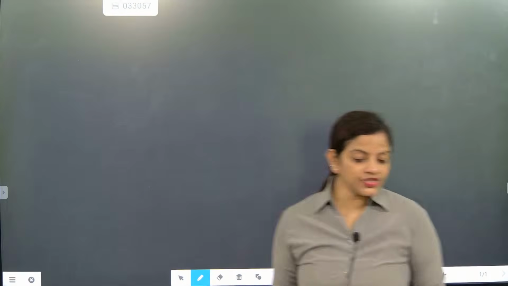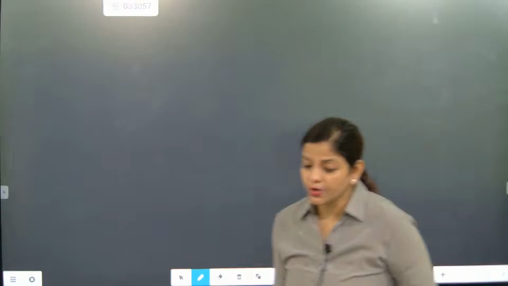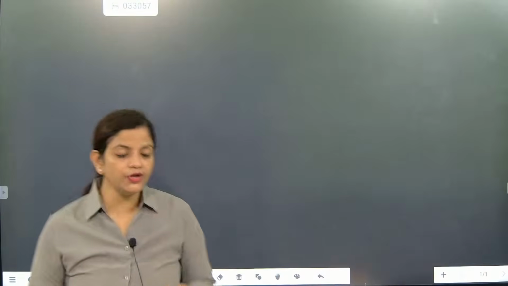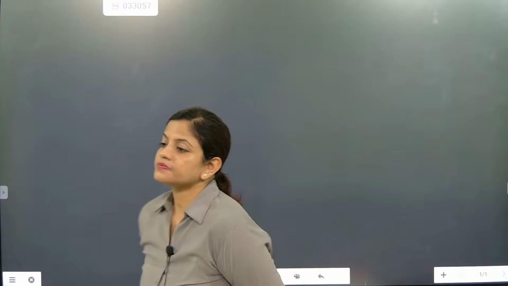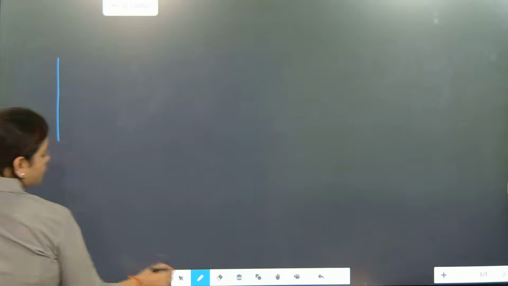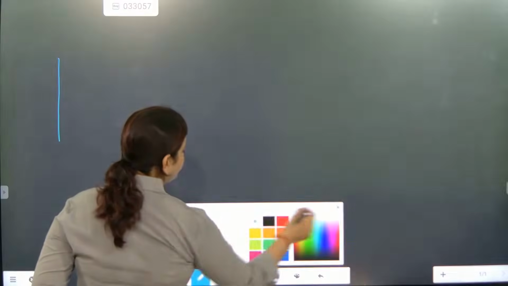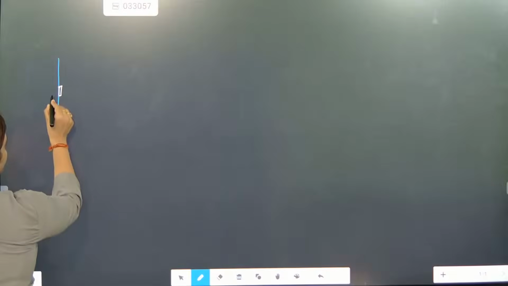Now, beta, the question is, write down: from a window 15 meter high. So I think one building is there. From a window 15 meter high. So this is the window. How much is the width?